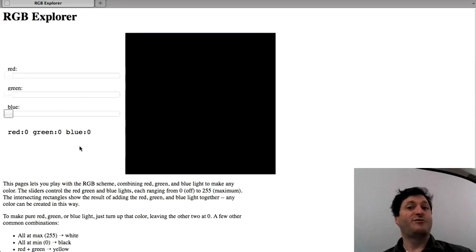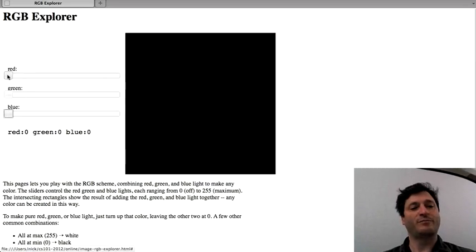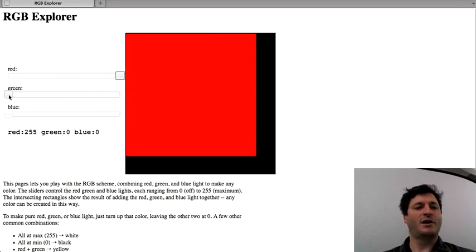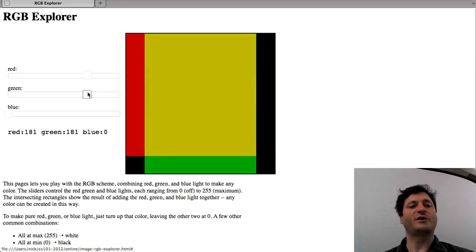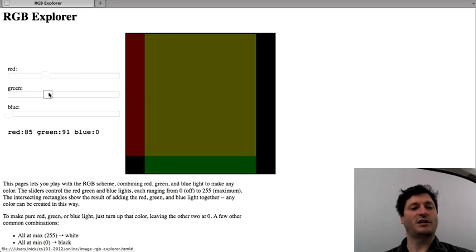So let me show just a few combinations here. I think probably the most interesting one is red plus green. If I turn red up and I turn green all the way up, what I get is yellow. And if I wanted to make a slightly darker yellow, I can keep red and green close to each other, but just turn them both down a little bit towards black, and I get a darker yellow, or we'll go this way, I'll get an even darker yellow.